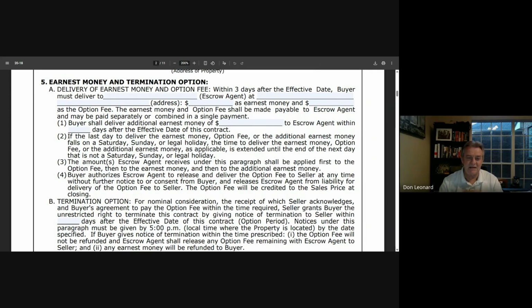I think they need to change this verbiage. I think they need to change it to, if day 3 falls on a day where the title company is not open, then it's going to roll to the next day, because that's what they mean.